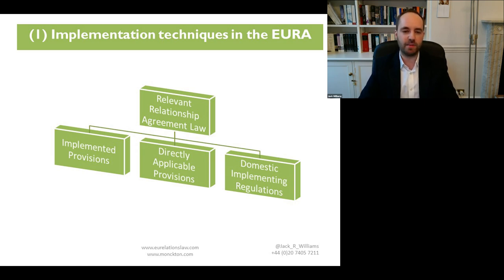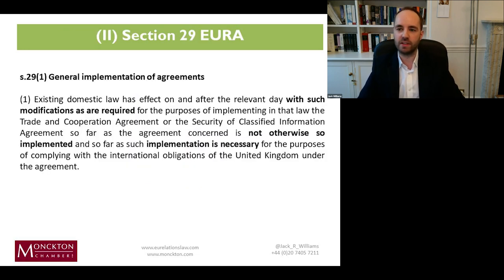The third technique of implementation within the Act is the giving of powers to ministers to produce domestic implementing regulations. Now, there's a long list of those powers within the Act, but most notably and most broadly in section 31, a very wide power is found in relation to the agreements generally. And I'll return to that momentarily. So that's my first topic, looking at the techniques in the Act. My second topic is to look at section 29 itself. That's the general implementation provision, and I've put it on the slide to help speed matters up.